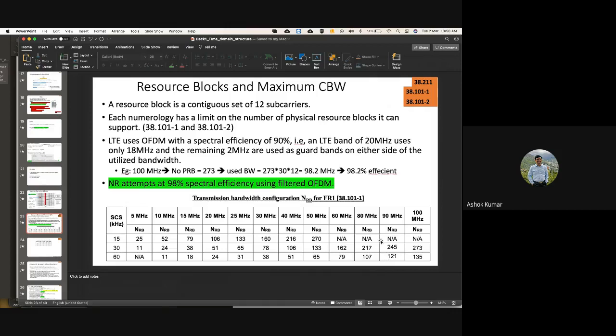So is there any reason for that, or is it from experiment? It's not an experiment. What they felt was, if you have lower bandwidths, you can use smaller subcarrier spacing. Higher subcarrier spacing is for millimeter waves, which have larger bandwidths.